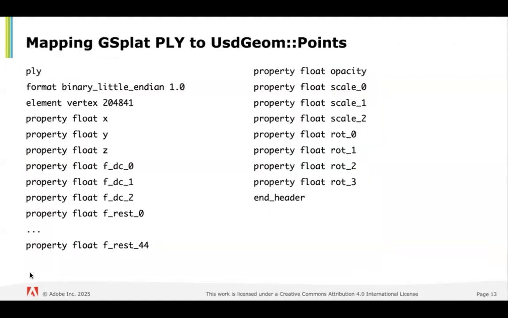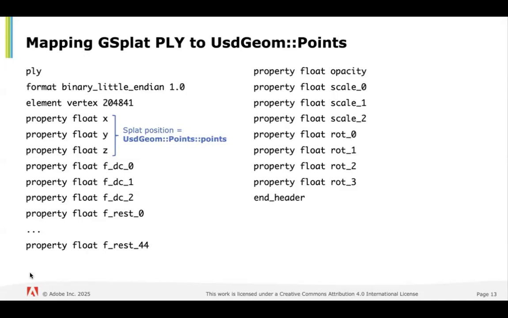So let's dive into some more details. Here's a PLY header for the Gaussian splat, and I'll show you how we map a Gaussian splat PLY into the USD format. We map a Gaussian splat into USD point geometry because the G-splat is essentially a point cloud with special attributes. So we map the splat position into the USD geom points attributes.